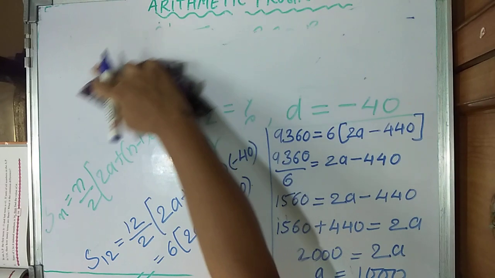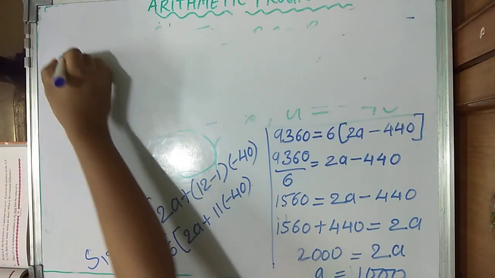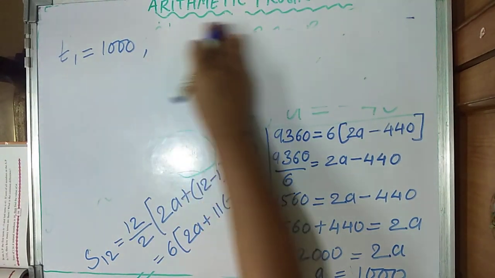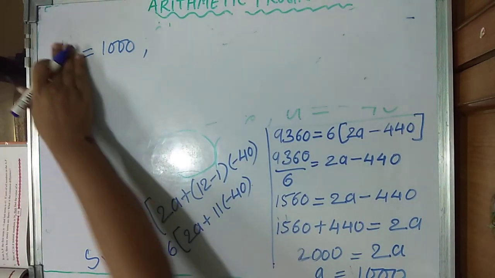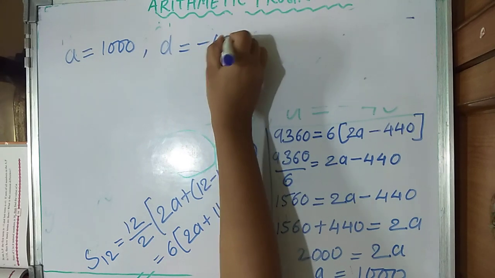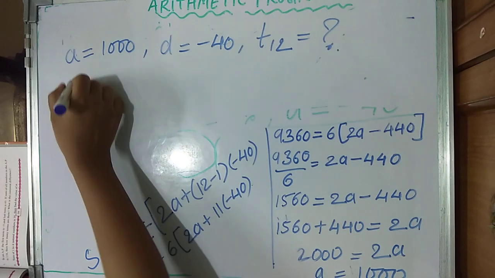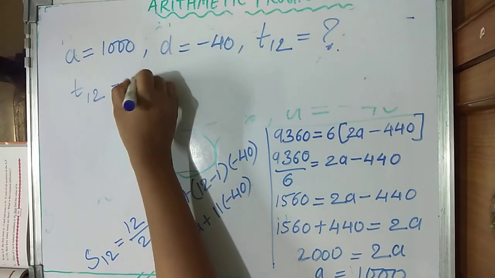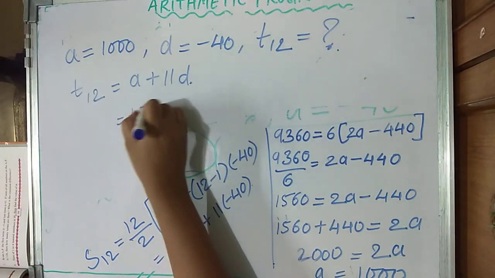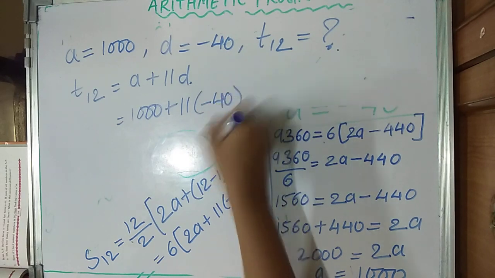Now we need to find the 12th term. First term is 1000, that is a. First term is 1000, d is minus 40. Now you have to find the last installment, that is T12. So the T12 formula will be a plus 11d, that will be 1000 plus 11 into minus 40.